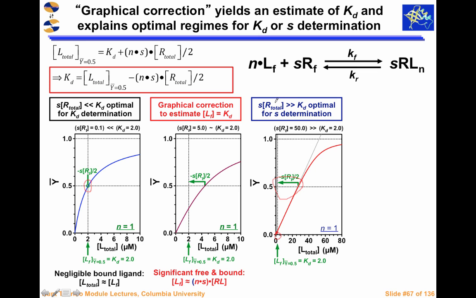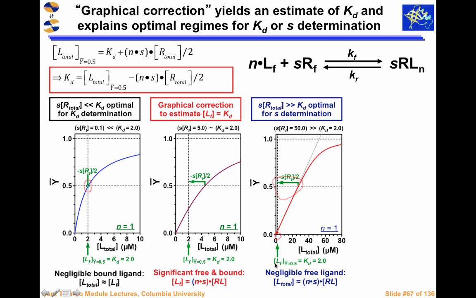Because of inactive protein and inaccurate quantification, our estimate of total receptor concentration, which is given by R total, can be off. S, or stoichiometry, is a linear scale factor that gives the actual active protein concentration. Stoichiometry is the ratio, effectively, of actual active protein compared to our estimate of protein concentration. So S times RT, the product, is the actual active protein concentration. RT is our estimate of the total protein concentration. So now let's think about what this means.